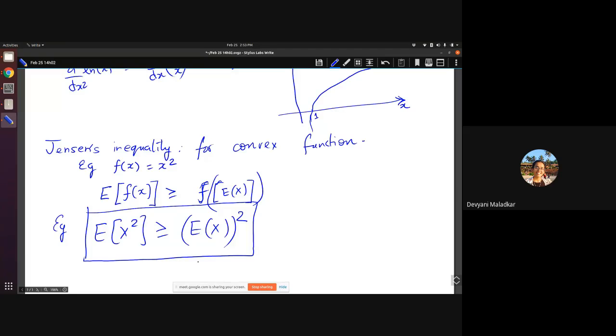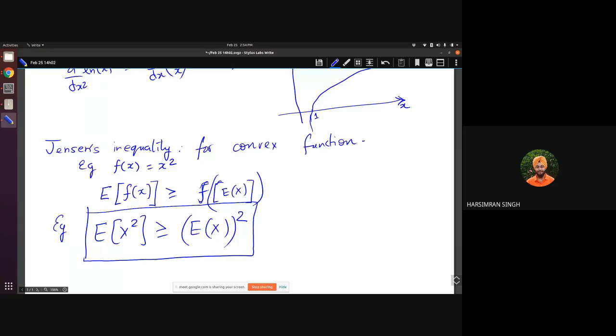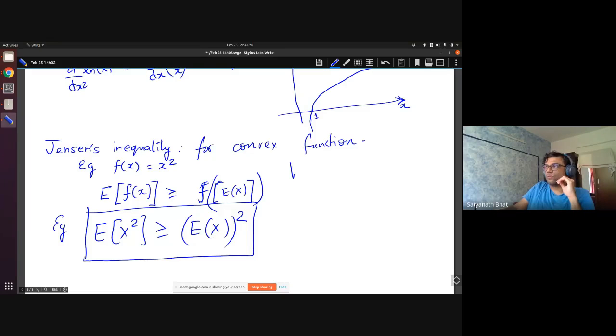If the function f of x is equal to x squared, then it's convex. No, that is true. That is just applying the definition. But without using Jensen's inequality, can you show this? Sir, if we take the expectation of x whole square on the left hand side, then it becomes variance. Yes, very good. So that is what it is.